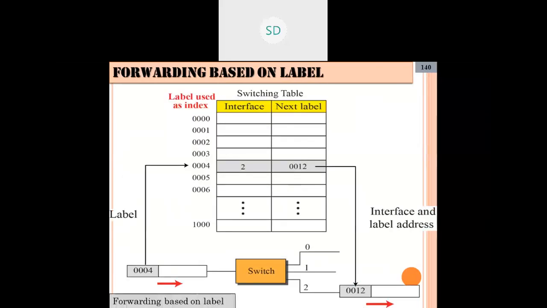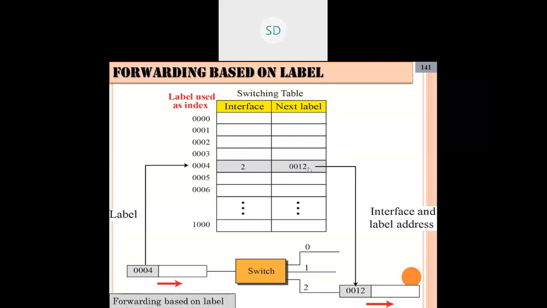Now, what the labeling is: this is an example of forwarding based on the label. Whatever packets come to the switch will have an index, a number, which we call a label. In each switch we have something known as a switch table. In the switch table, the indexing will be a continuous number 0, 1, 2, 3, 4, 5, 6, like that. In each index there will be two pieces of information: one is the interface, and the other is the next label.